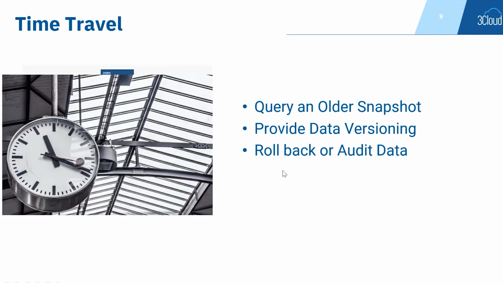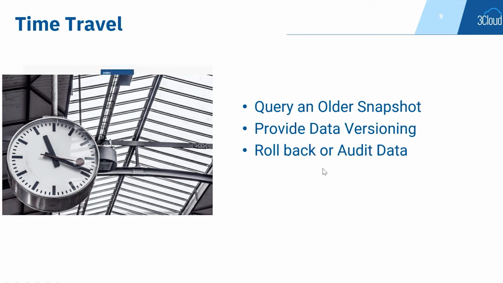Time travel. Time travel is a really big deal with Delta Lake. You can essentially query an older snapshot of your data. You can provide data versioning. So in other words, you can version your data simply by using the transaction log and querying for a different version of the table, and then putting that into another Delta table, for instance, and doing some work on it or what have you.